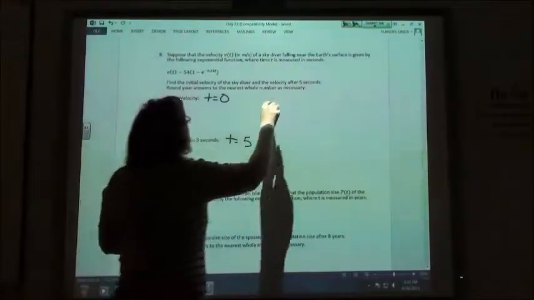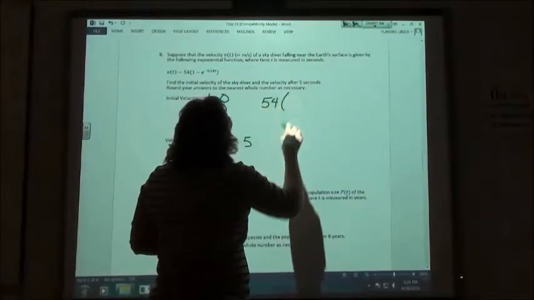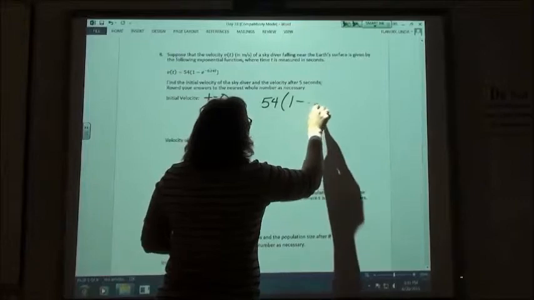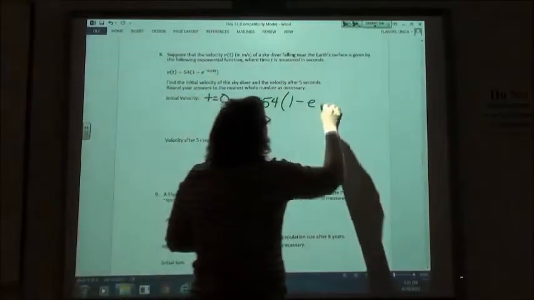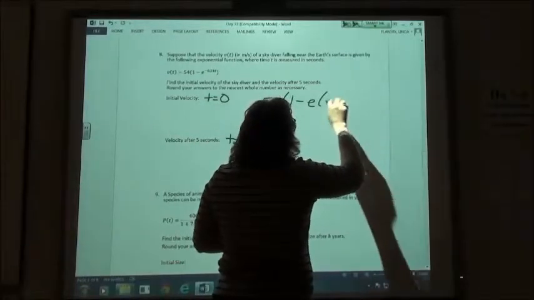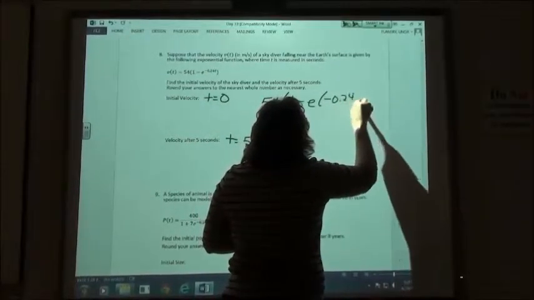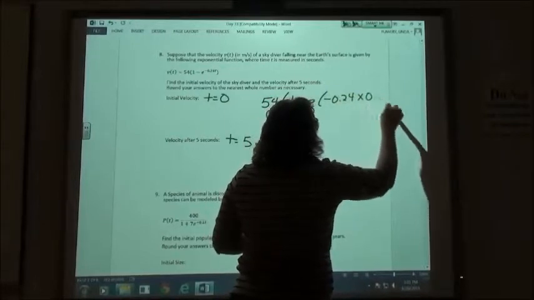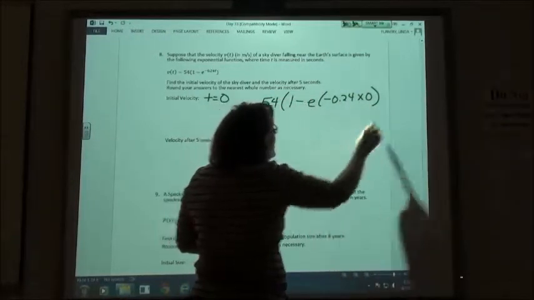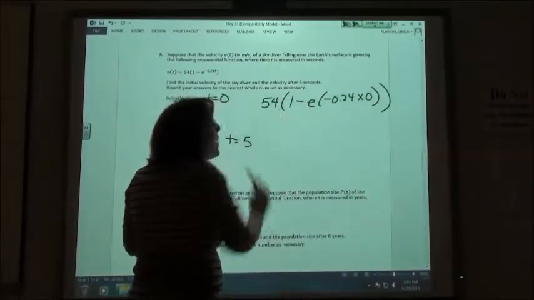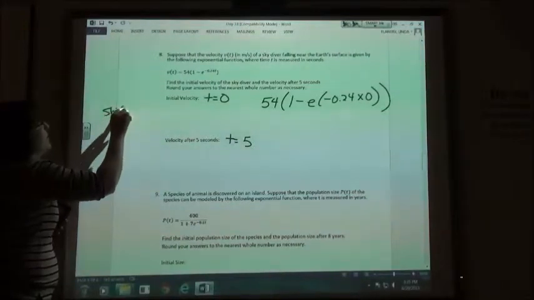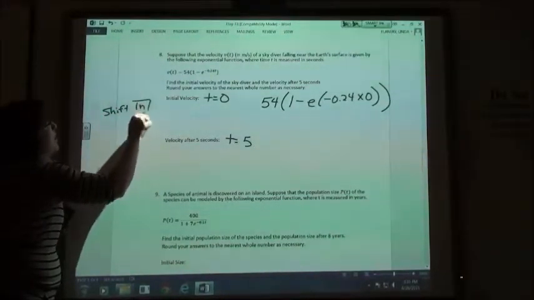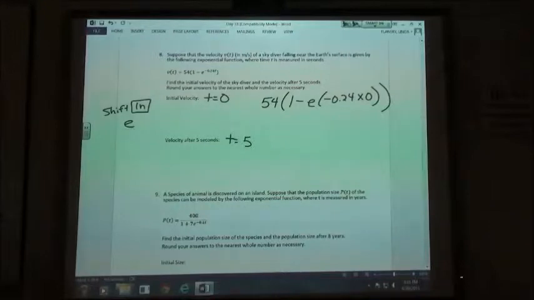So I'm going to have 54, parentheses, 1 minus e. Then keep in mind with our e, the exponent is going to go in parentheses behind that. So negative 0.24 times 0. Close my parenthesis for the e, close my parenthesis for my expression here. So that's what it's going to look like. Again, to do your e, Shift, natural log, gives you the e on your screen.